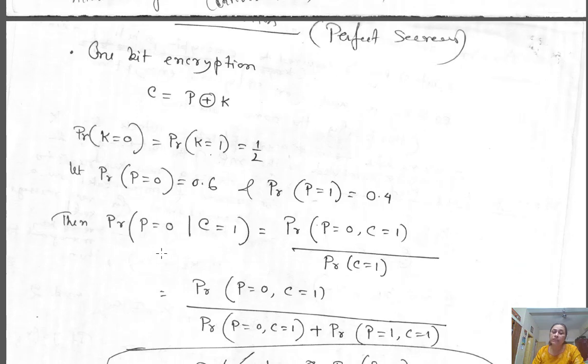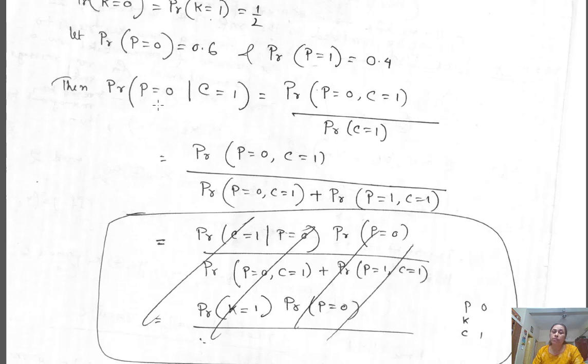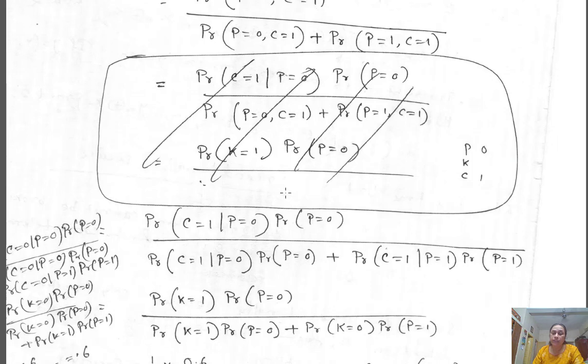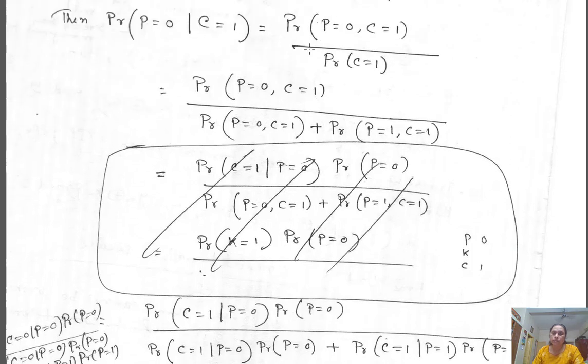So you have to calculate this conditional probability. Your probabilities are given, so you can utilize Bayes' theorem. You can calculate this value: the probability of P equal to 0 given C equal to 1 equals the joint probability divided by the probability of C equal to 1. The joint probability you can write as the probability of C equal to 1 given P equal to 0, times the probability of P equal to 0. And the denominator also you can write in this way.